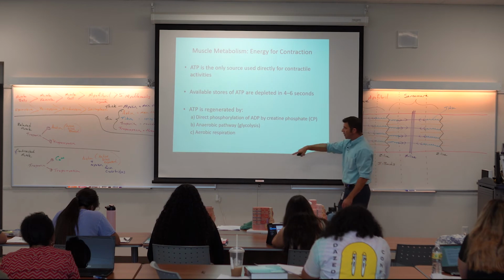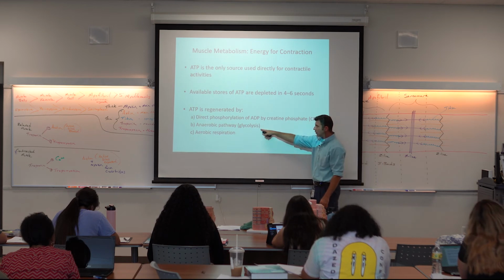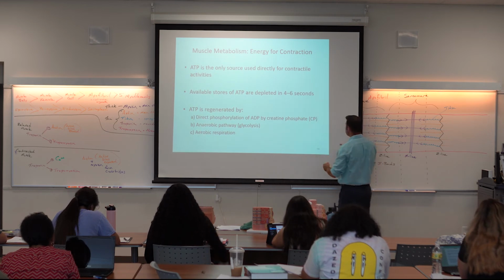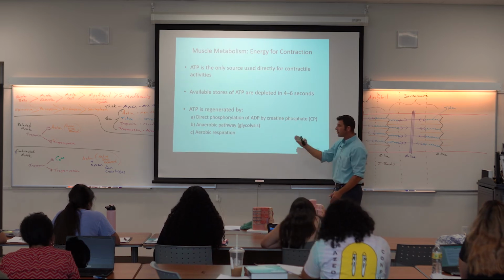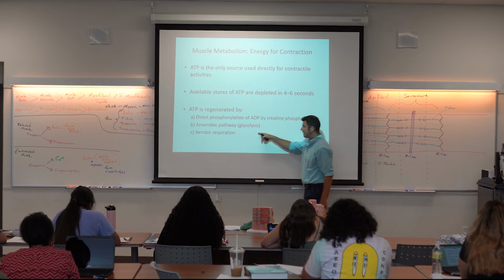We'll see there's another way in which we can produce ATP, which is called glycolysis. We simply take a glucose molecule and karate chop it in half. So it is a 1-step process that yields some ATP.